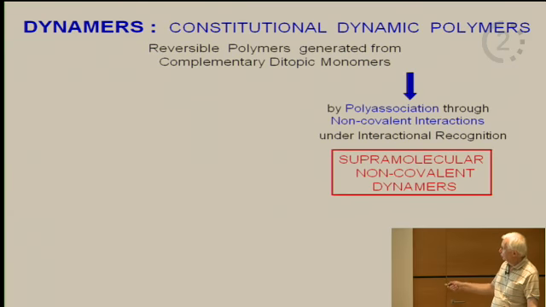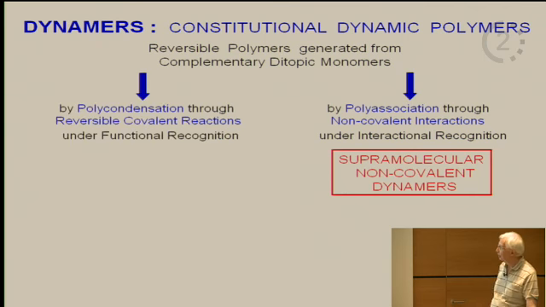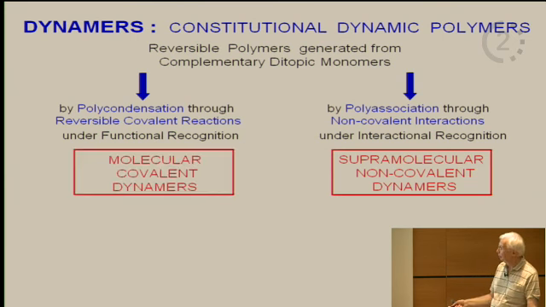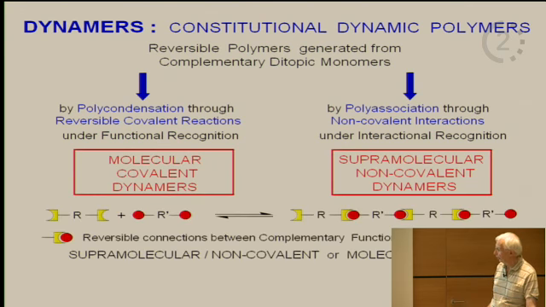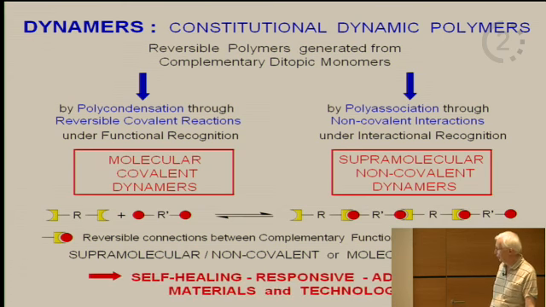The formation of supramolecular non-covalent dynamers rests on polyassociation by non-covalent interactions. And polycondensation through covalent reactions gives you molecular covalent dynamers, where the connecting groups, this is one monomer, that's the other monomer, the connection between the yellow and the red points can be either recognition when it is non-covalent, or a reversible reaction like an amine and a carbonyl when it is covalent.